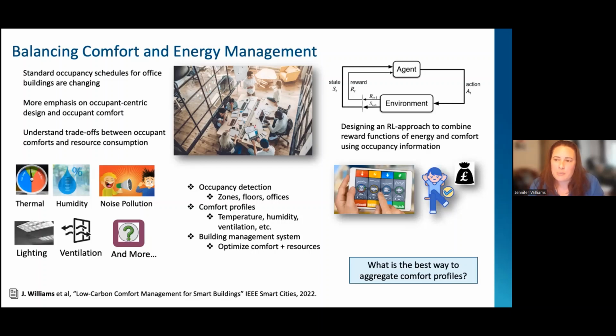So if you walk into a building and you have an open office type plan where you can choose your own desk, it may be nice to know that there's an especially quiet area that day. You might want to sit there rather than a different place. So there's a lot of different variables here, and we're looking at what is the best way to aggregate the comfort profiles. Now, for the occupancy information, one of the ways that we're getting that information is through audio.